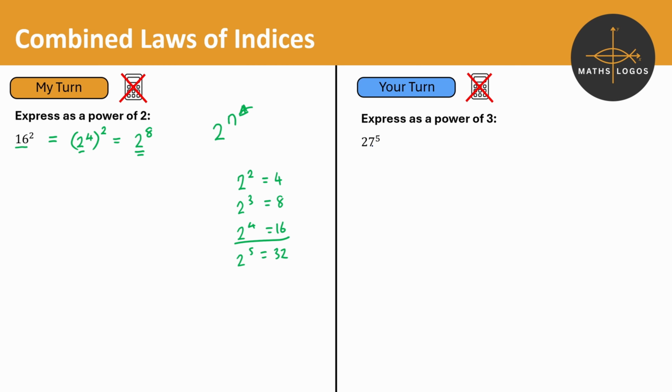So express as a power of 3, 27 to the power of 5. Let's write out some of our powers of 3. So 3 squared is 9. 3 cubed is 27. That's one of those things it's just helpful to know. So I'll rewrite this as, instead of 27, 3 to the power of 3, all to the power of 5, and simply multiply my indices together, giving me an answer of 3 to the power of 15. I just realized I did the colors the wrong way around for these examples, but that's okay.